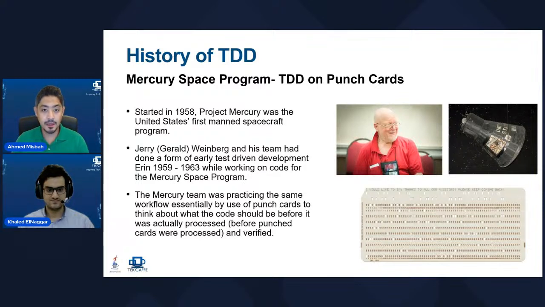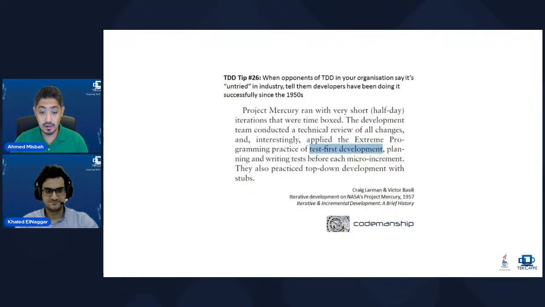So the team that was writing software for the space program basically wrote the expected results on punch cards, and then they would compare the actual results with the expected results to see if things were going as expected or not. So this team, which is one of the earliest software development teams, used an early form of test-driven development in the Mercury space program. And yeah, you can read all about it in this slide in front of us.